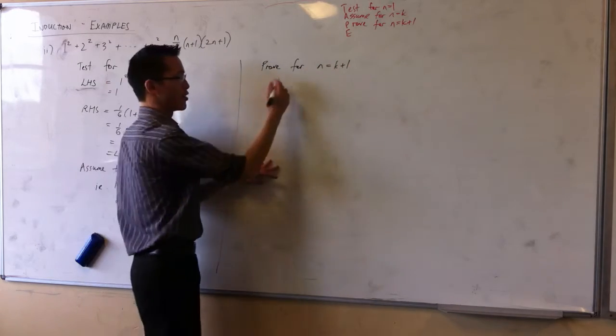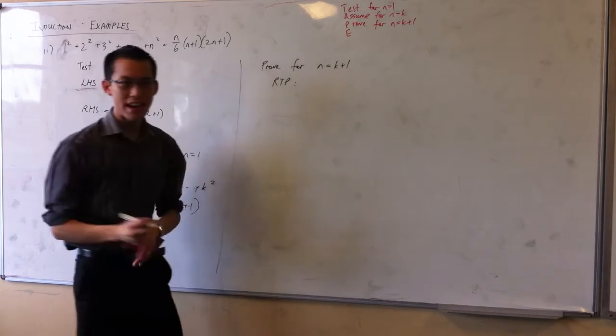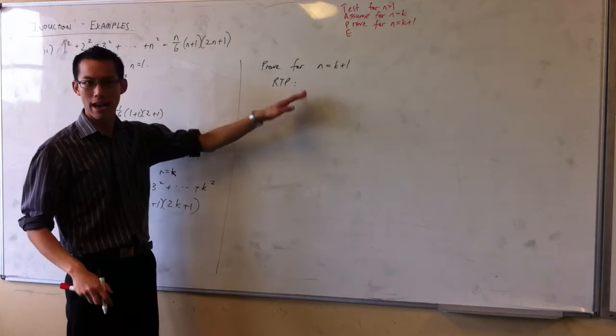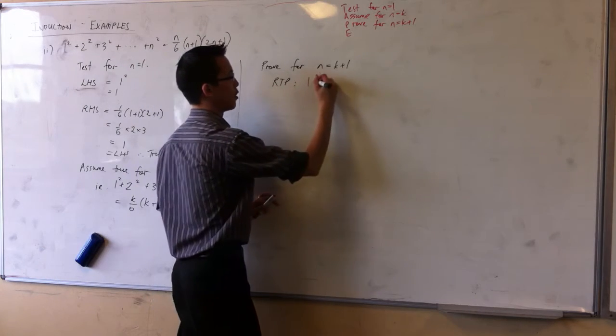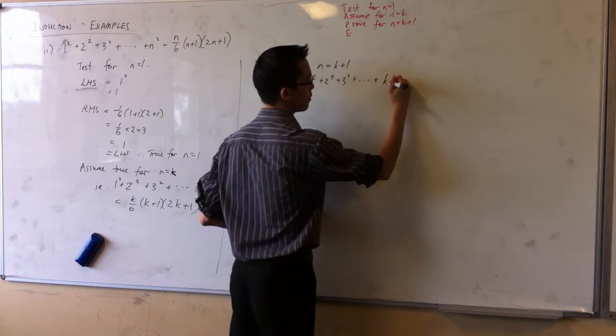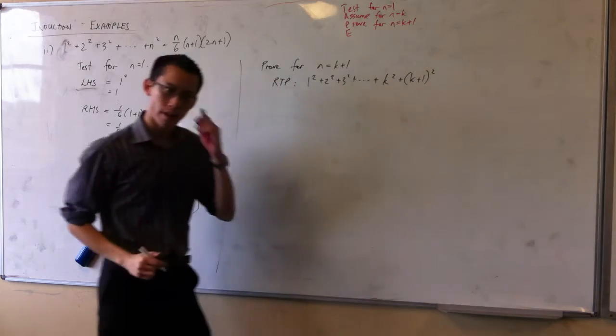So my next line, just to make it clear for me, okay, I say required to prove, so that I distinguish that from something I'm saying is true versus something I've got to actually establish, right? So I've got 1 squared, 2 squared, all the way up to k plus 1 squared, okay?